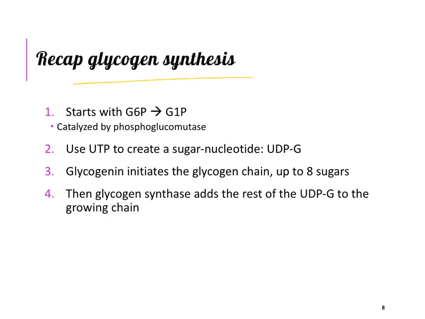So recap of glycogen synthesis one more time. Start with glucose 6-phosphate, isomerize to glucose 1-phosphate. Then you use a UTP to create the sugar nucleotide, which is called UDPG or UDP glucose. Glycogenin, which is a protein, initiates the glycogen chain and adds up to 8 sugars using the UDP glucose. After that, glycogen synthase adds the rest of the UDP glucoses to the growing chain, and I don't know about you, but everything sounds like glick-glack, gluck-like, and feels kind of crazy.